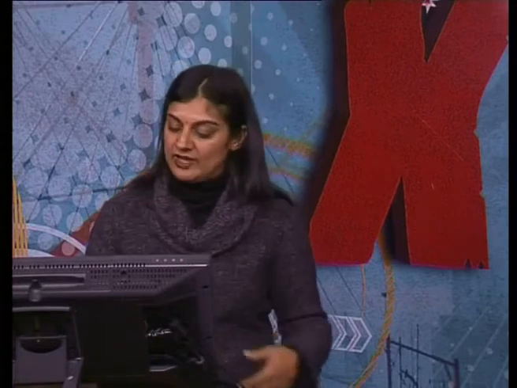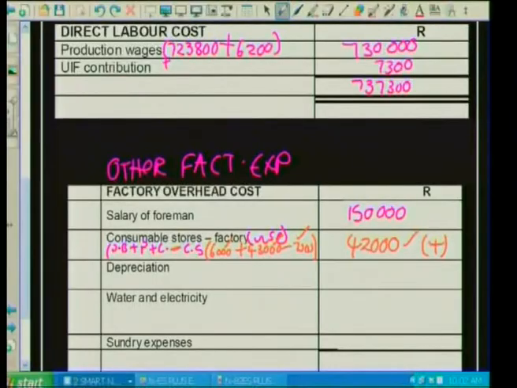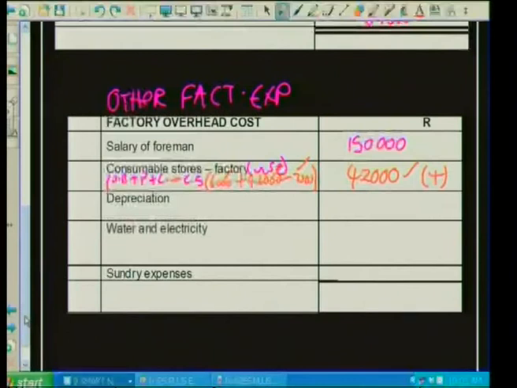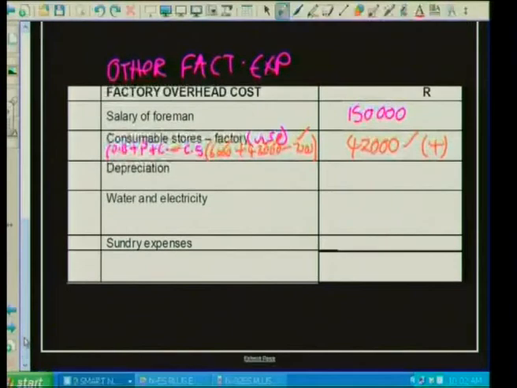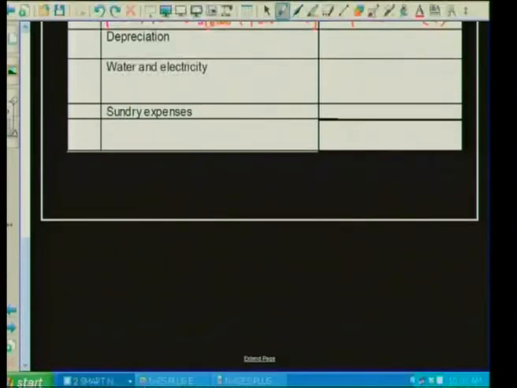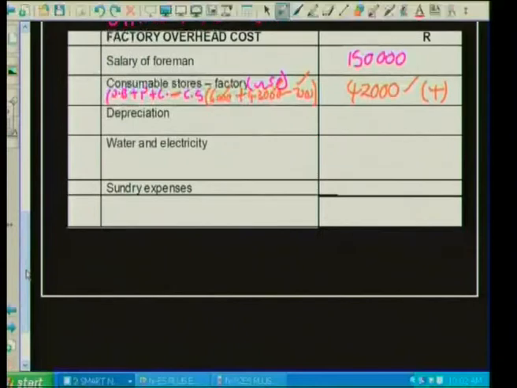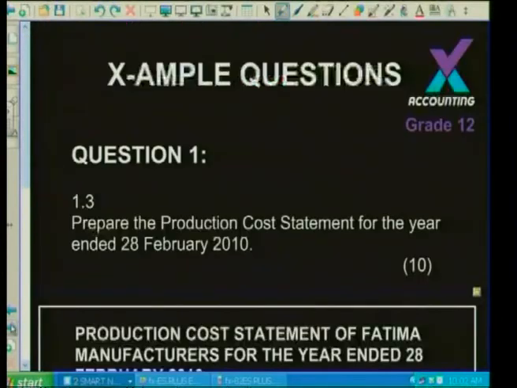Right, next item that falls under my factory overhead costs is my depreciation. So your depreciation calculation, people, you've done this a million times when you're doing an income statement. Not a difficult calculation at all. Let's just go through it in terms of your depreciation on your factory plant and equipment. So let's go to our info.